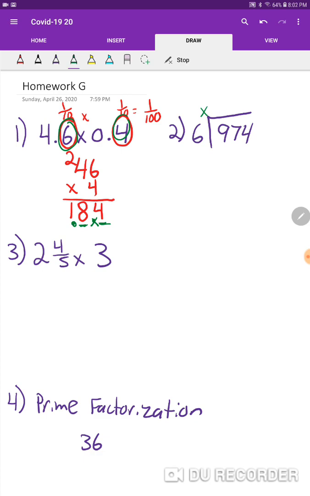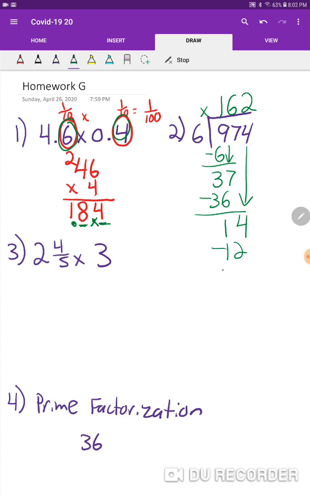So here we go. How many 6s are in 9? 1. Multiply. 1 times 6 is 6. Subtract. Bring down with your arrow. How many 6s are in 37? 6. We can get very close because 6 times 6 is 36. Subtract to get 1. Bring down your 4. Start over one more time. How many 6s are in 14? 2. 2 times 6 is 12. You get remainder 2. Or as we say in 5th grade, remainder 2/6.